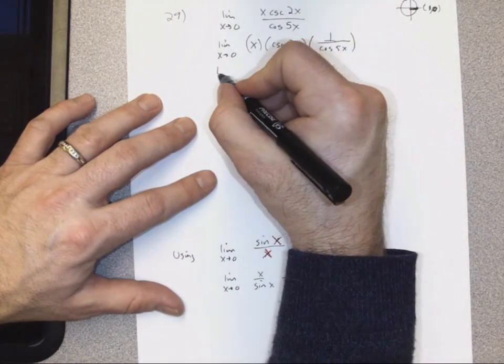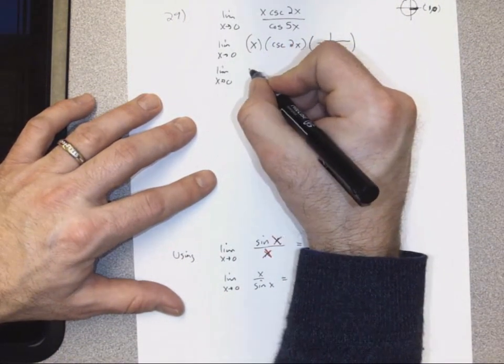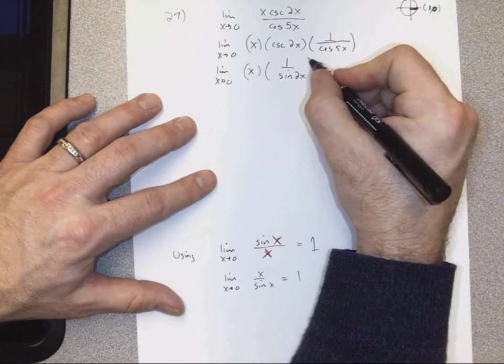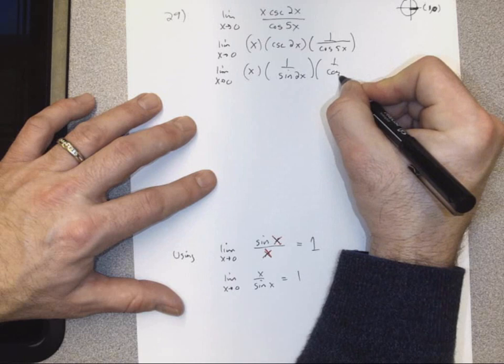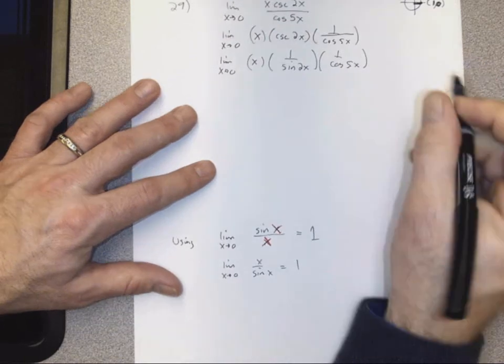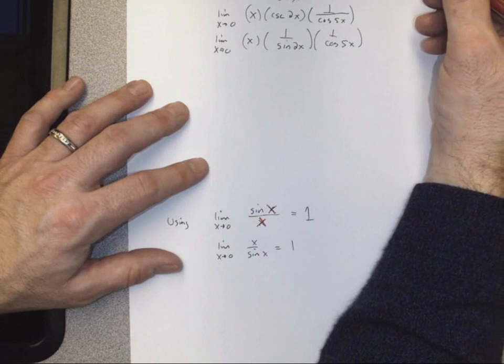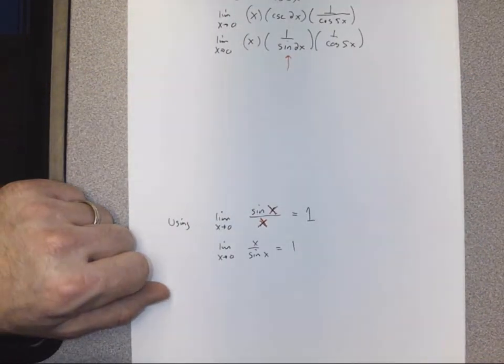So cleaning this up, this is going to be the limit as x approaches 0 of x times 1 over the sine of 2x times 1 over the cosine of 5x. What's the only piece I'm messing with? That one. Is that clear? That the only function I'm messing with is the sine functions?